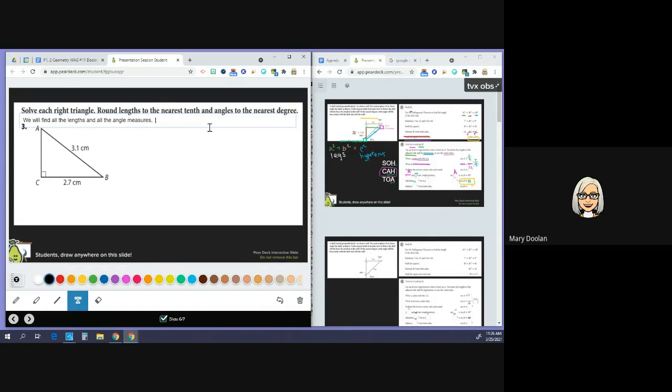We want to find the length of AC, and the measures of angles A and B. That's it. We've got three things to find: the length of AC, then the measures of angles A and B. Where you choose to start is really up to you.